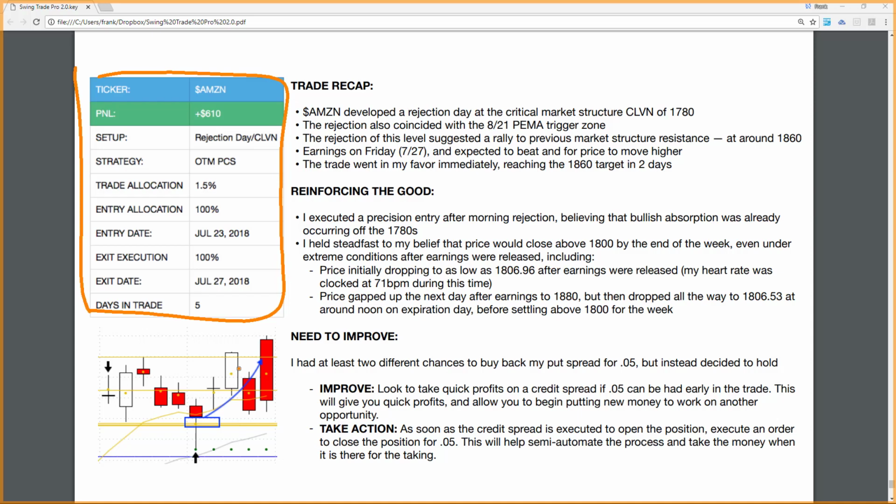So again, this is a way that you can also build something like this to remember these trades, understand what you did well, understand what you can improve on, and then take action items to improve upon those weaknesses in the future. And this is the process for getting better.